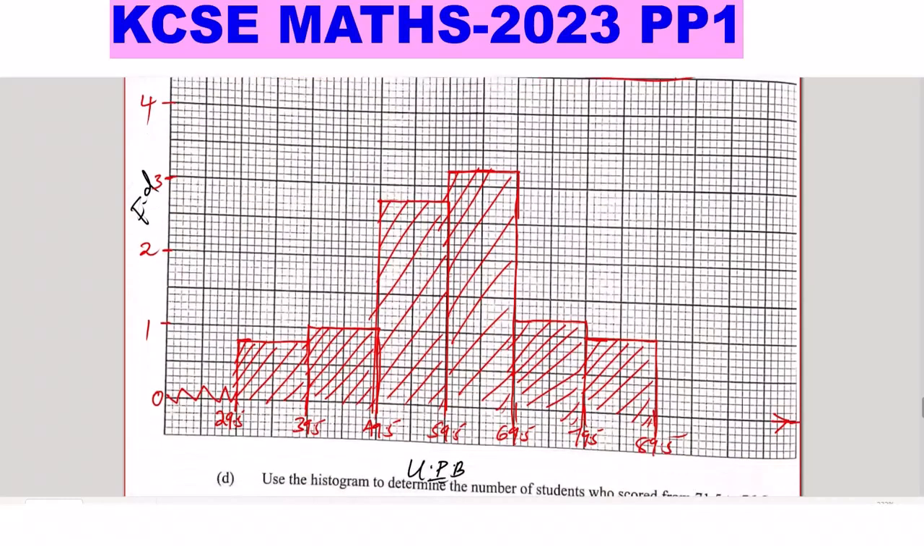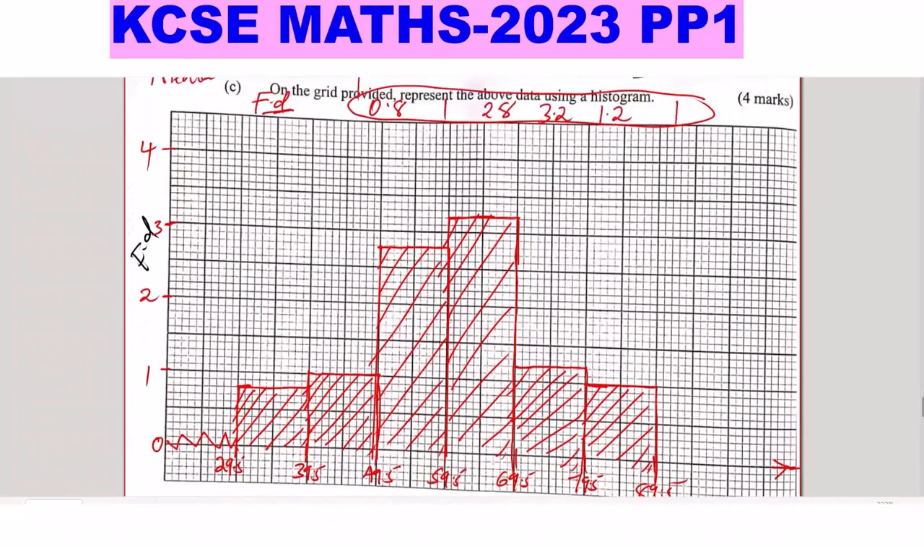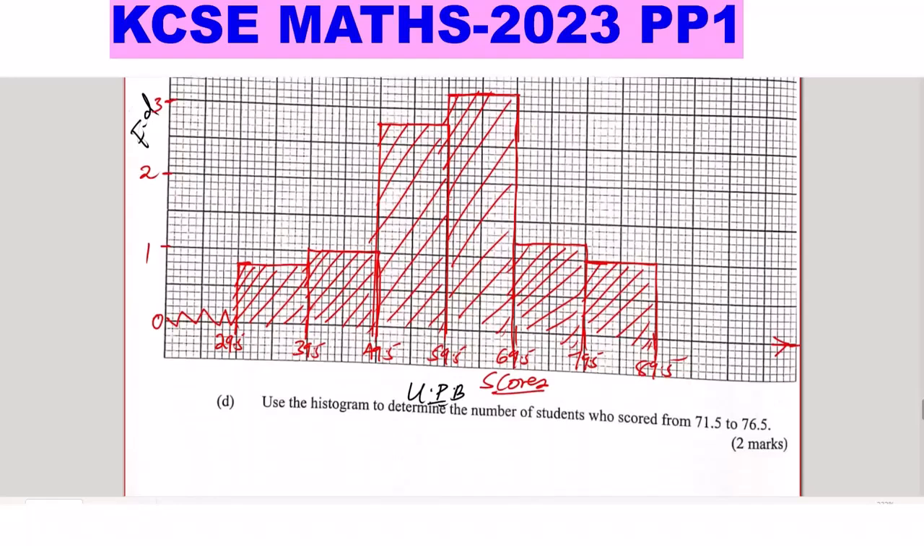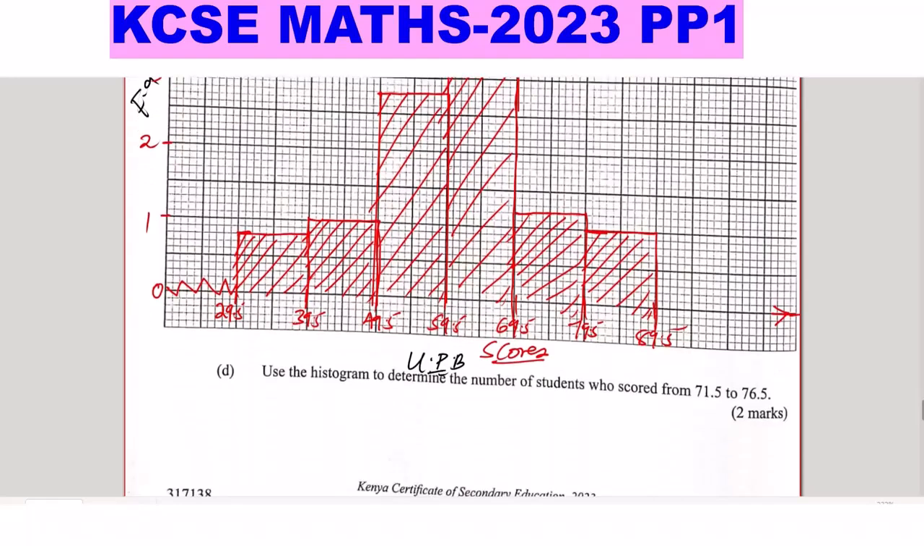So that is how you draw the histogram. So that histogram is now complete, and the scores are here. This is where we have the scores, and then the frequency density there. So the last one, use the histogram to determine the number of students who scored from 71.5 to 76.5. You're determining the number of students.